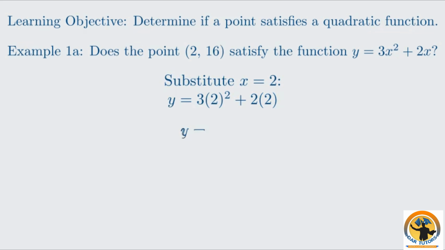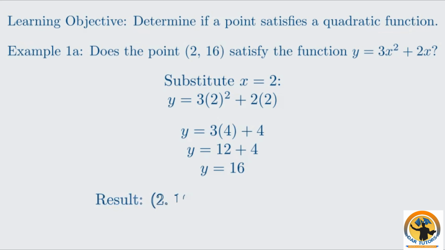2 squared is 4, so we have 3 times 4, which is 12, and 2 times 2 is 4. Adding them together, we get y equals 16. Since our calculated y value is 16, which matches the y-coordinate of the point (2, 16), we can confirm that this point satisfies the function. In other words, the point (2, 16) lies on the graph of y equals 3x squared plus 2x.